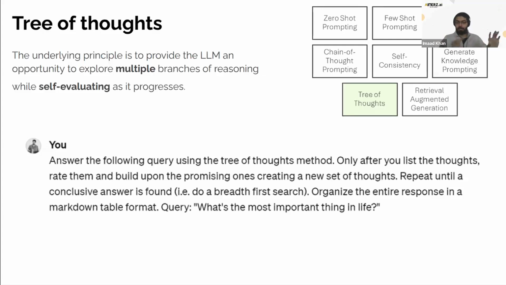So I asked ChatGPT 3.5 to tell me what is the most important thing in life. But the way I want it to do this, in a way, I'm also doing meta prompting here, right? So I'm giving it the recipe: answer the following query using the tree of thoughts method. But in that recipe, I'm giving another recipe. So it's like meta prompting. So I want you to use the tree of thoughts method. Only after you list the thoughts, you will rate them and build upon the promising ones, creating a new set of thoughts. And you will repeat this until you are able to do an entire breadth first search.